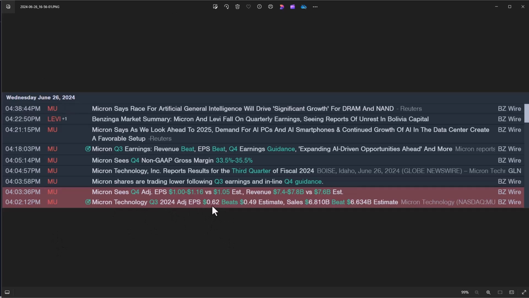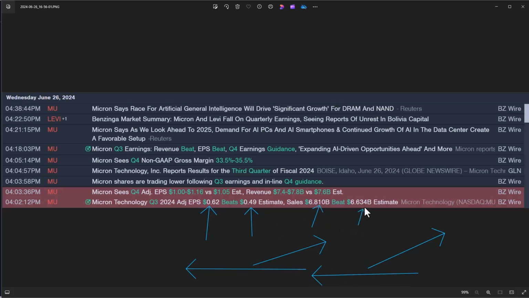So here you are, Micron, 62 cents. And everyone's okay with that, the 62 cents. No one really cares about that too much. Let's change that to blue. Yeah, that's better. So no one really cares about that, right? But what's happening is they're looking for the future guidance, not the past guidance. They're looking for the future guidance, not the past guidance, right?